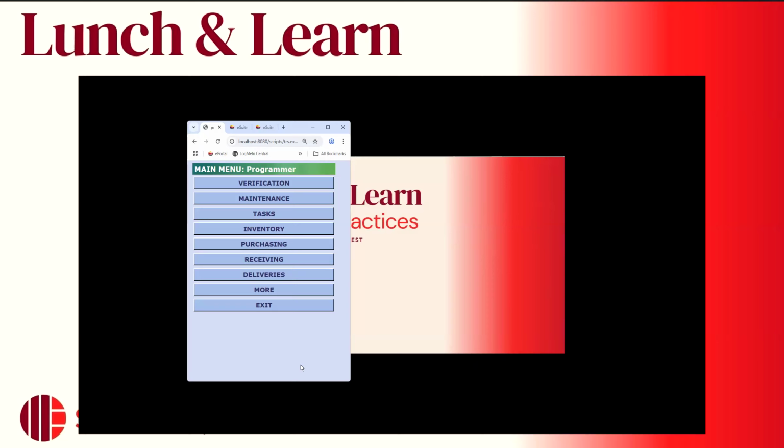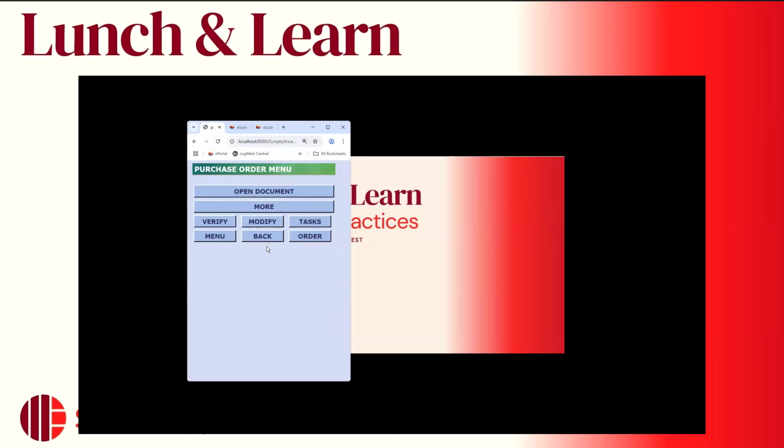So starting right here on the main screen, the main ones we're going to be looking at are purchasing, receiving, and deliveries. If they're wanting to create a purchase order from the handheld, the associate would come in, click on purchasing, and then pick if they want to work on an existing document, which would be open document, or they could click on more and click on new purchase order.